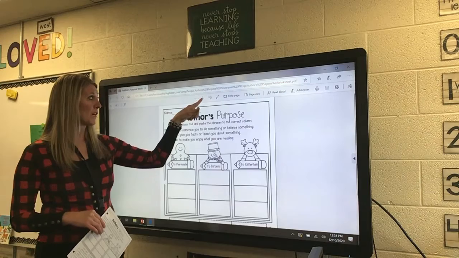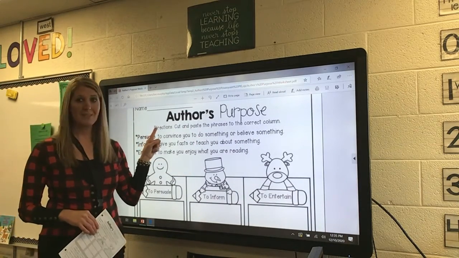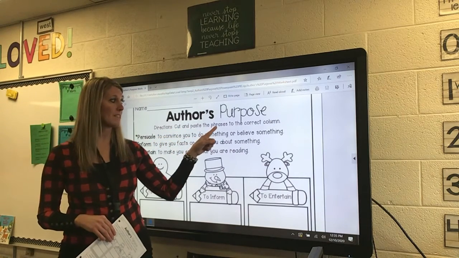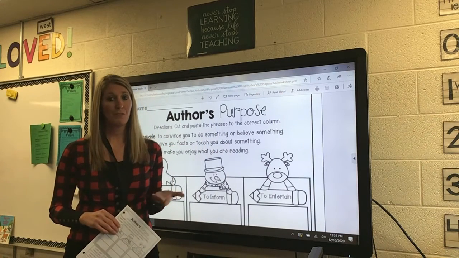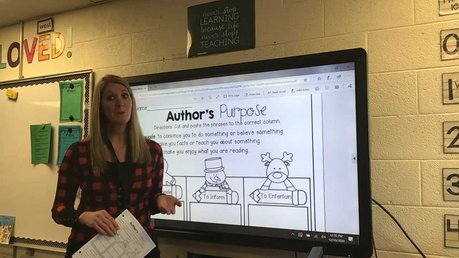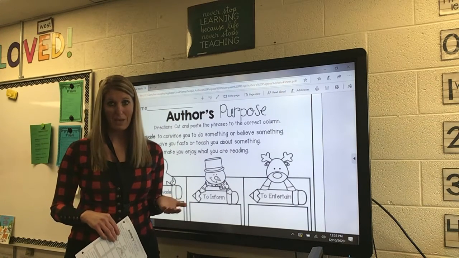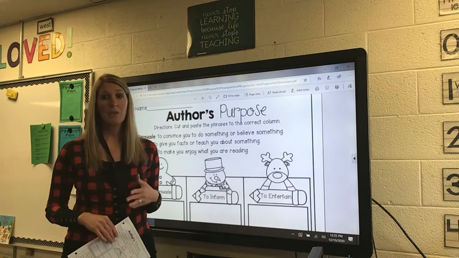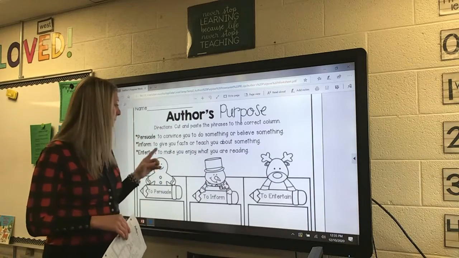Then, when you have the worksheet, I'm going to read the directions. The directions say to cut and paste the phrases to the correct column. Now, if you don't have scissors and glue, Mrs. Murphy understands that. So if you don't have that, you're going to have to use your pencil, and I'll show you how to do that. However, if you have scissors and glue, please cut and glue, okay?